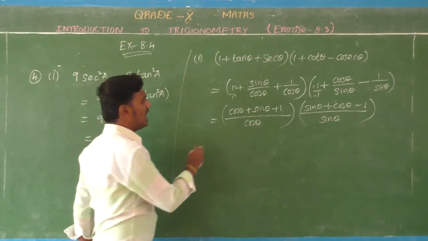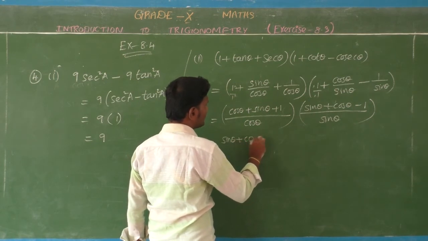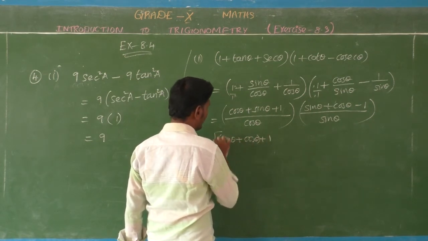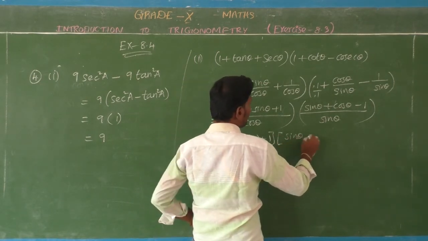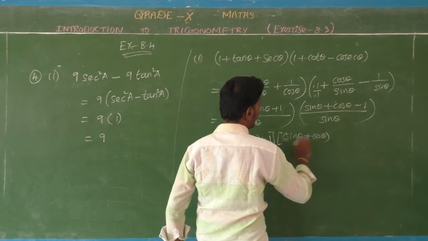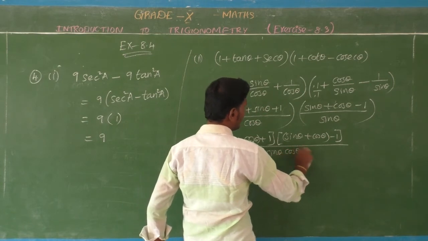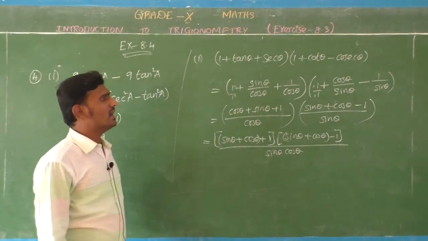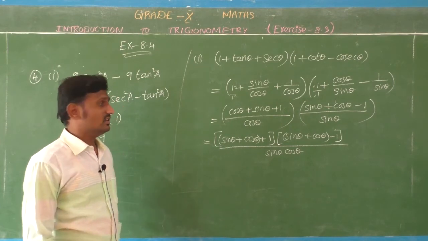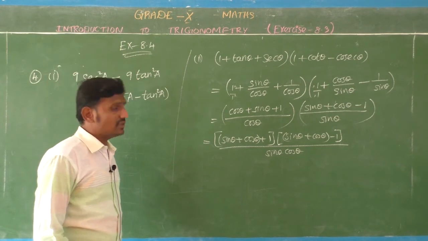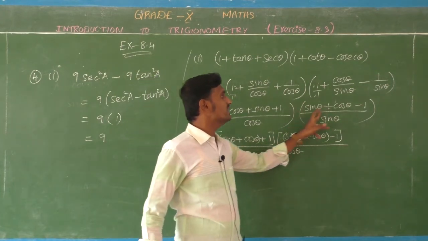Now I am going to multiply this to get it in the correct format of sin theta plus cos theta plus 1. So like that I am going to take the bracket into sin theta plus cos theta minus 1, the whole divided by sin theta cos theta. Why, sir, are you taking it like this? We want to multiply 3 terms by 3 terms. It is a very big task.